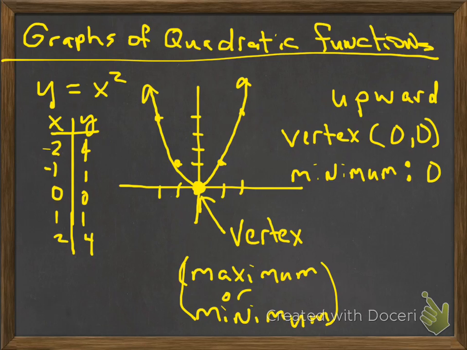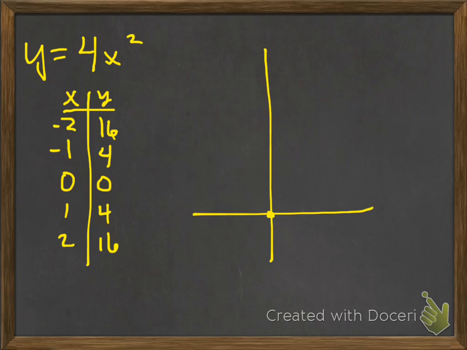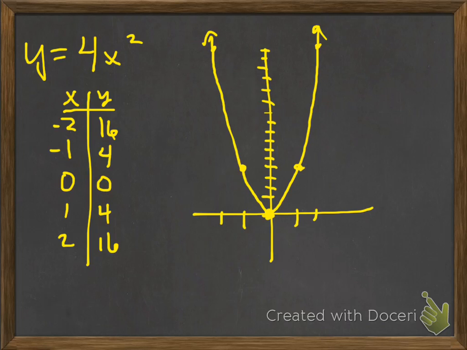Okay, so you can have, the vertex will either be a maximum or a minimum. Don't forget that. We've got plenty of examples of this. Okay, so here's an example, 4 times x squared. So I would square all those numbers and then multiply by 4, and I would get those answers. Plot those points. And you can see the plotting of the points right there. So I'm going 0, 0, -1 and +1, 4, and then -2 and +2, 16. Okay, faces upward. The vertex would still be at 0, 0. And that is a minimum at 0.